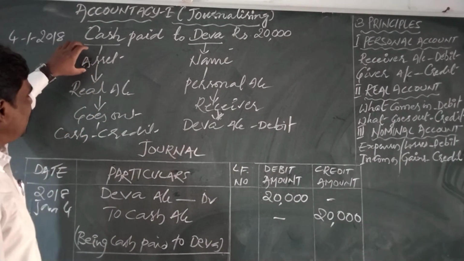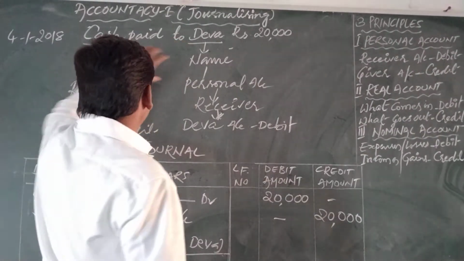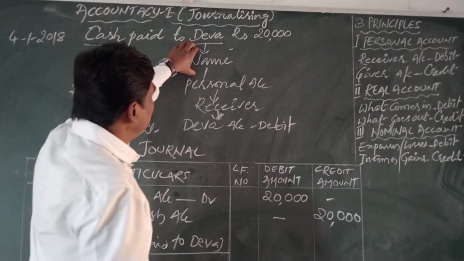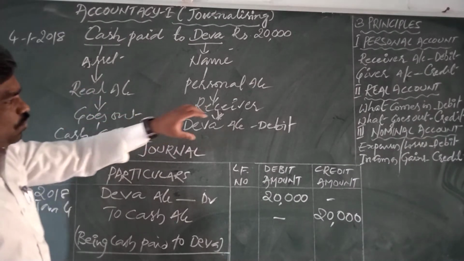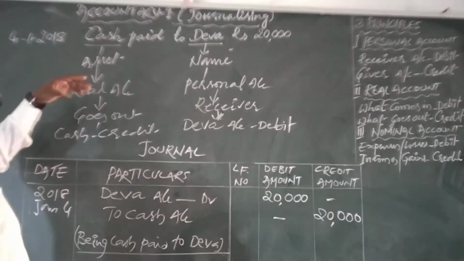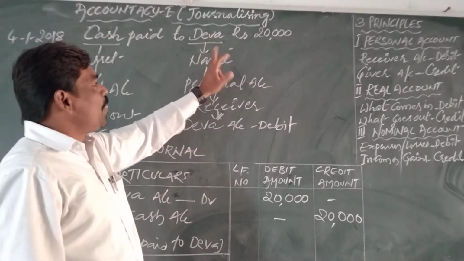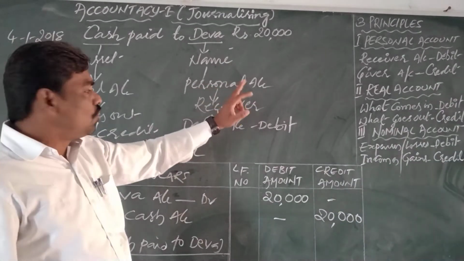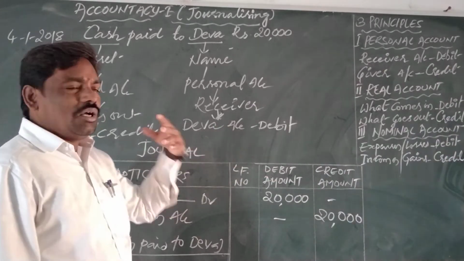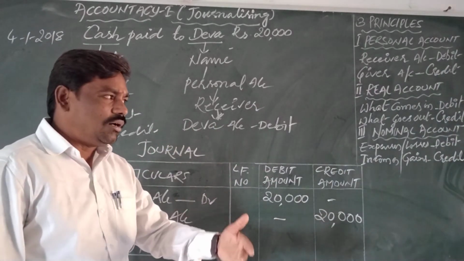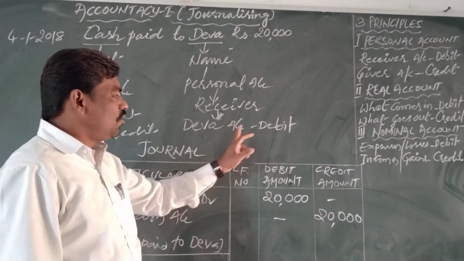Identify whether it is an asset or a name or expenditure or income. Here cash is an asset, Deva is the name of a person. Asset comes under real account. Real account principle says what comes in debit, what goes out credit. When we paid cash to Deva, cash went out of the business, so that should be credited. Deva is the name of a person, which comes under personal account. Personal account principle says receiver account debit, giver account credit. When we paid cash to Deva, Deva is the receiver, so Deva account should be debited.